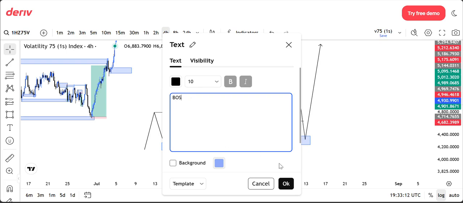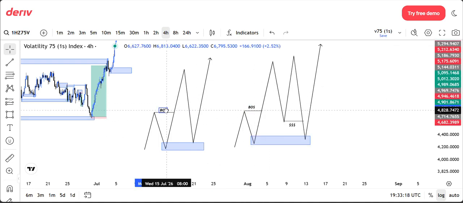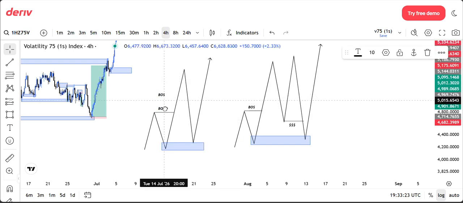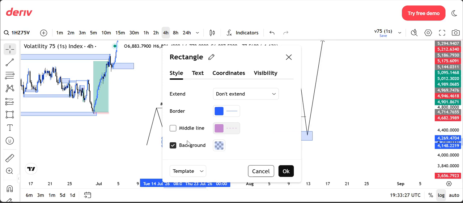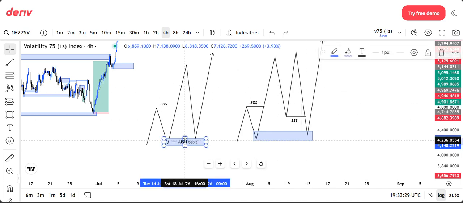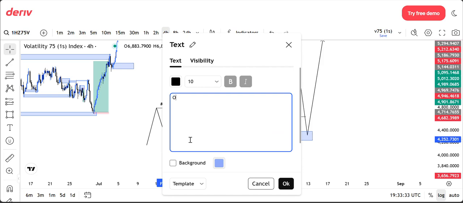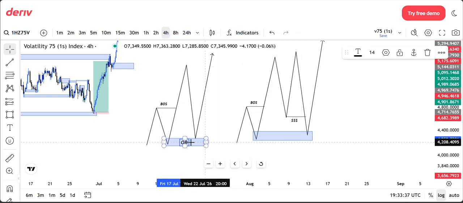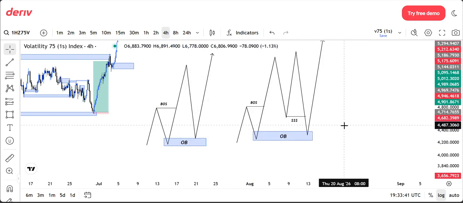That's a break of structure there. And then yeah, there's another break of structure here. So here will be our order block. So this is where we'll have our order block. So this is our OB. That's our order block. Yeah, okay. So this is our order block.